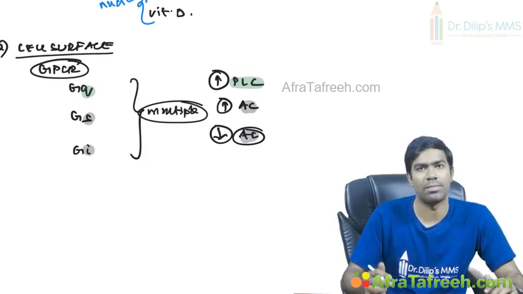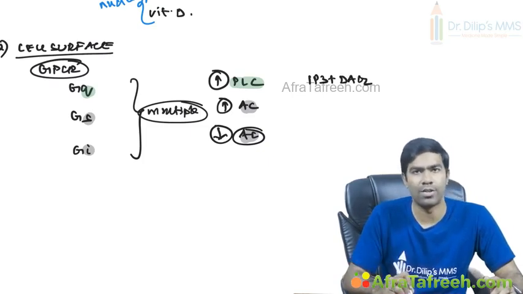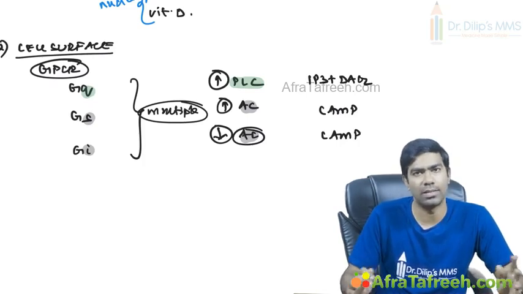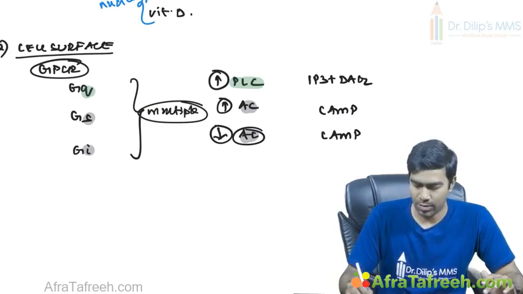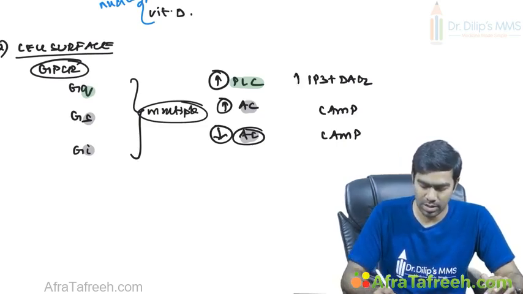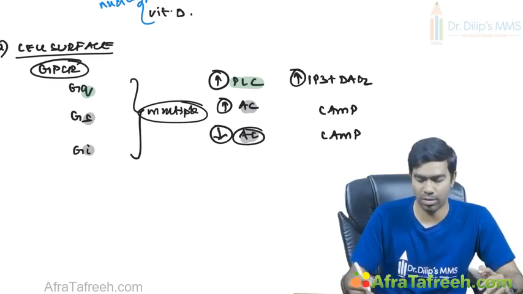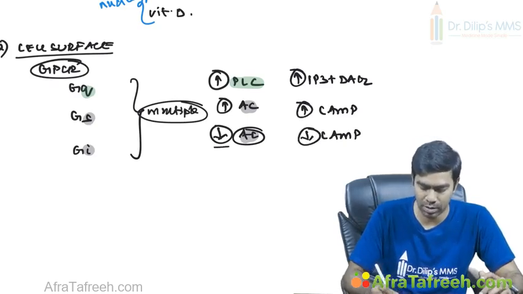Clear? So what are the second messengers? Second messengers in this GQ pathway are inositol triphosphate and diacylglycerol. Second messengers in GS and GI is cyclic AMP, because they are adenylyl cyclase related. Obviously, here inositol triphosphate and diacylglycerol will be increased, activated by this particular principle. Here cyclic AMP will be increased, here cyclic AMP will be decreased because it's inhibitory.